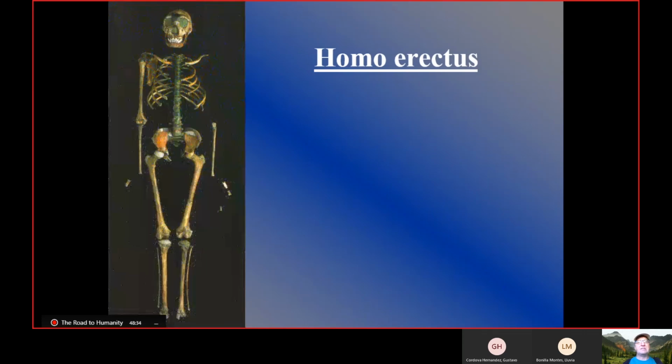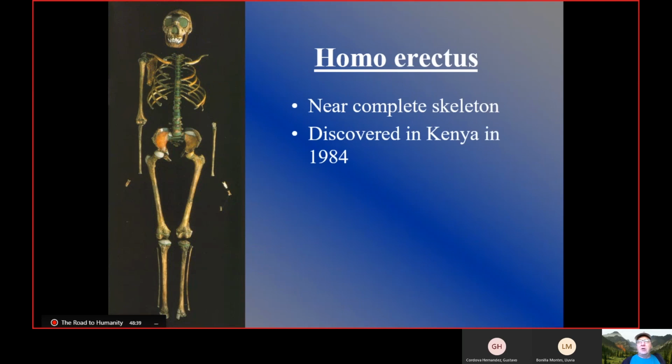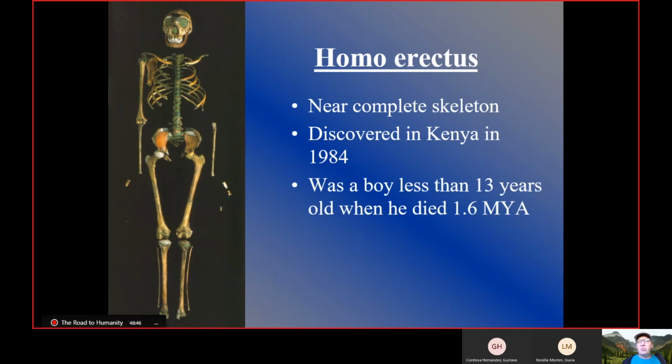Here's Homo erectus. This is a very complete skeleton found in Kenya. Once again, we're all African. 1984 is when this was found. We think that he was a boy, less than 13 years old when he died over 1.5 million years ago. We can tell he's a boy partly from his pelvis, partly from his jaw. And we can tell his age largely from his teeth, how worn they are or not.